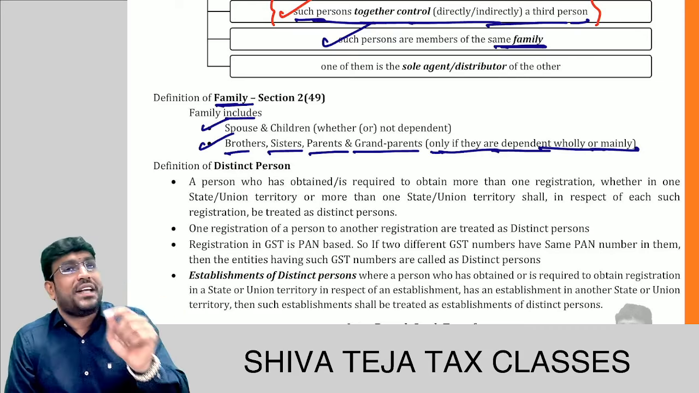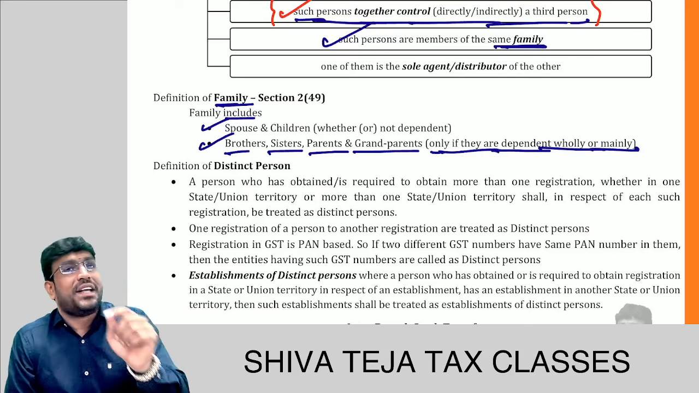Now related persons we were discussing. See the last point. One of them is what? Agent, sir? Sole. Sole means single. Only one. Sole agent or distributor of other person. So these are the points which are covered in the definition of who is a related person. I think we are fully clear. Friends, please reply. Yes, sir. Everyone, sir? Yes, sir. Let's go back.